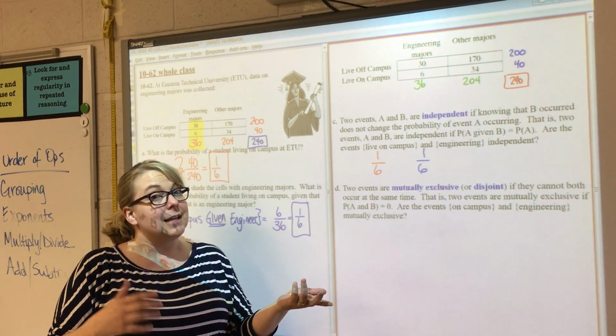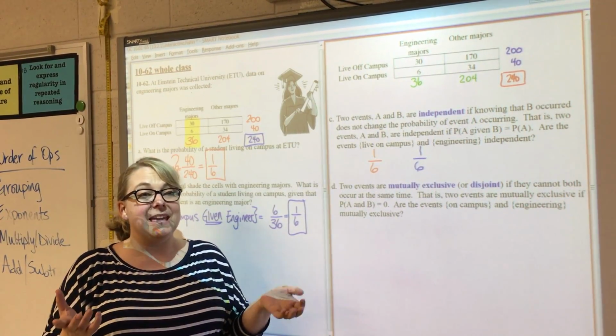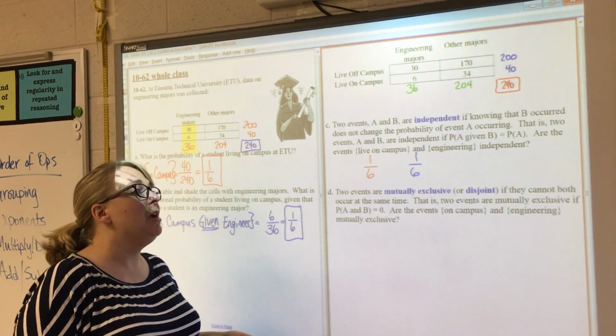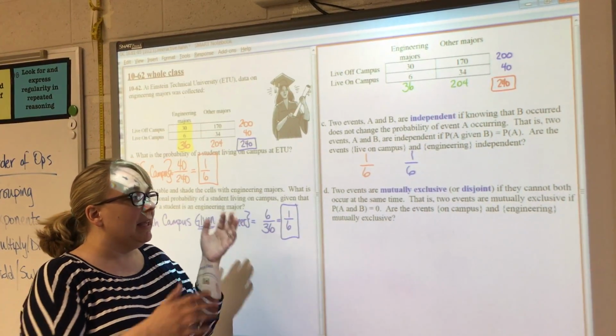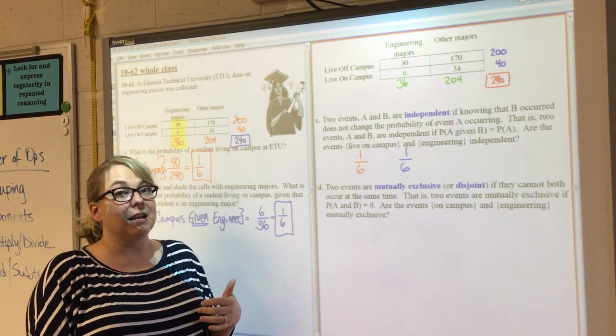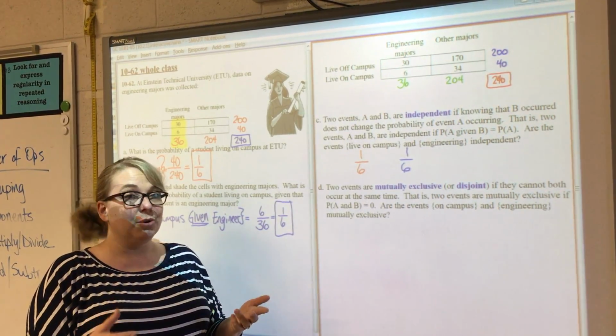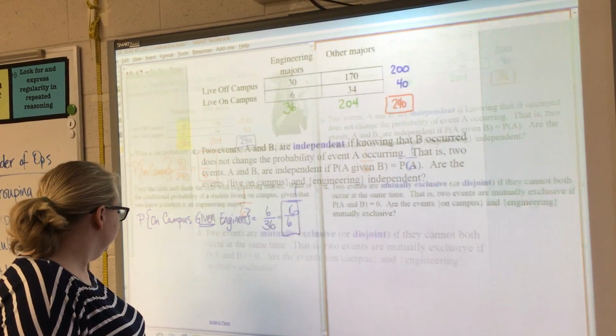You might be an 8th grader taking 9th grade classes, but you can't be in both grades at the same time. So those are examples of things that are mutually exclusive. So can you live on campus and be an engineering major? Yes. So those are not mutually exclusive.